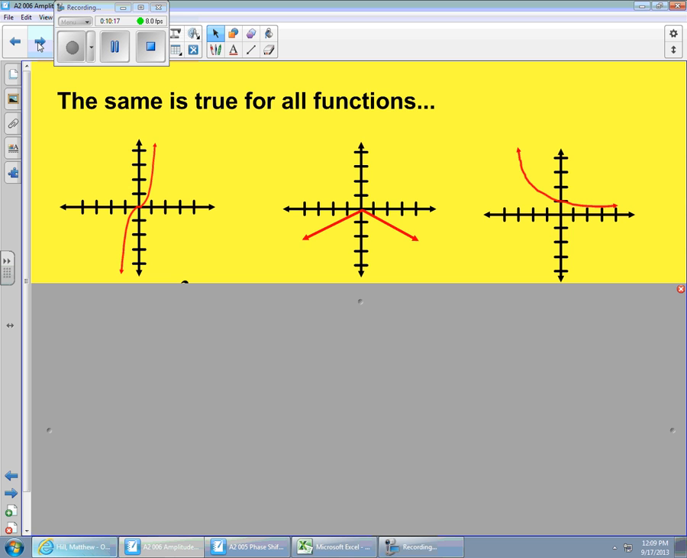Okay. Now the same is going to be true for all of our functions. We haven't seen all the functions. We don't know how the negatives and things like that are going to affect them. But let's take a look. What type of graph do you have on the left-hand side? This one is cubic. So let's start thinking about this here.